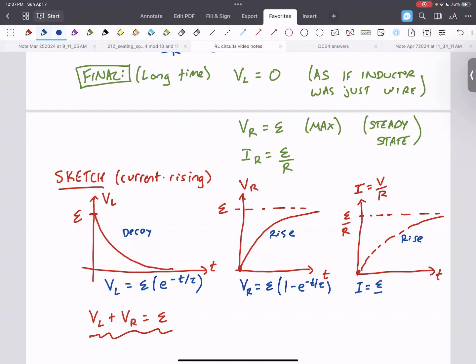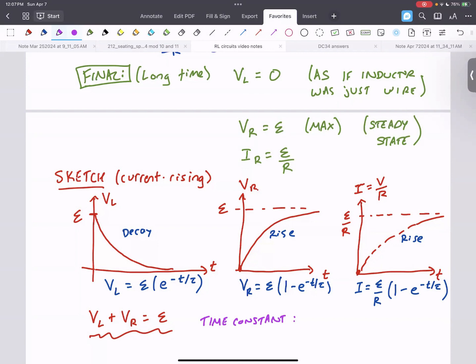You could call that I naught, but I'm going to write it in as EMF over R times 1 minus e to the minus t over tau, which is my rise term. And so an important part of this is our time constant. The time constant comes from solving these differential equations that we get when we write out our loop rule and all of that.